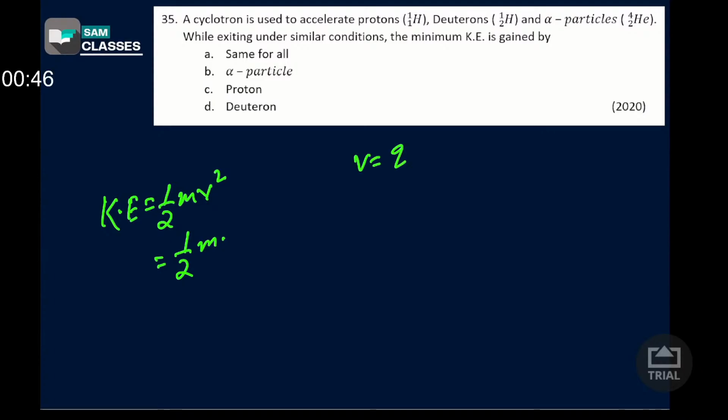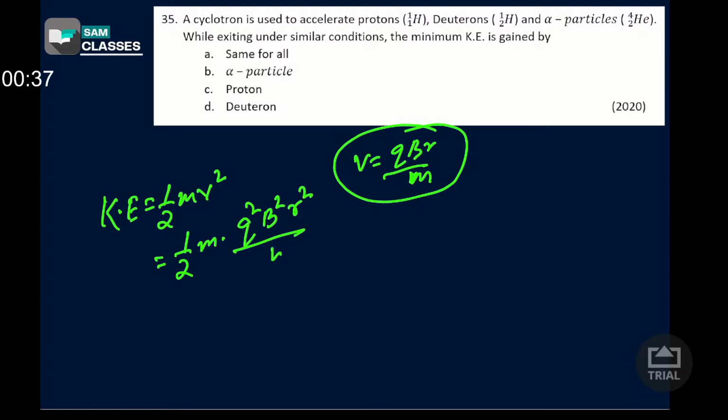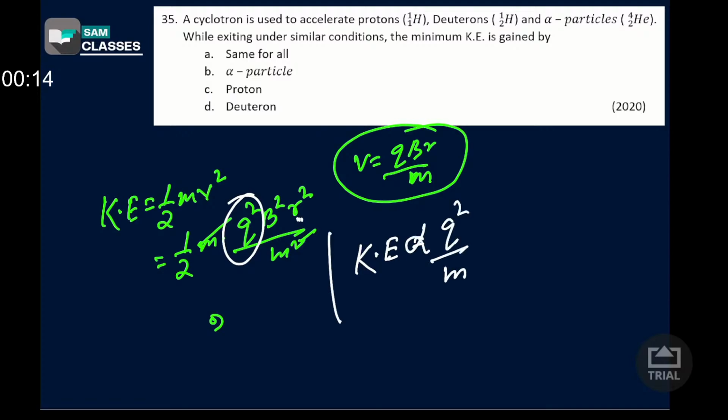So kinetic energy is half into m into v square, and v was this. If I square it, what will I get? Q square B square R square by m square. B is the same because you have given the same magnetic field, so I just remove it. R is the same. So kinetic energy depends on two things: charge square by mass, correct.